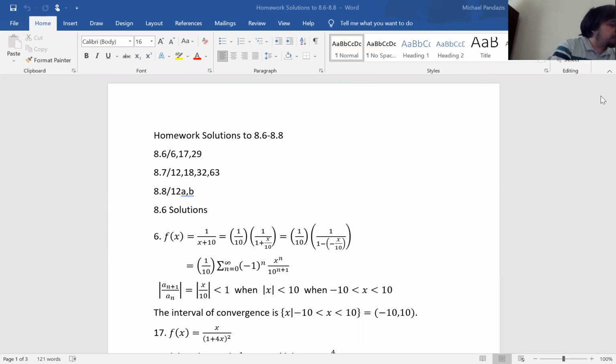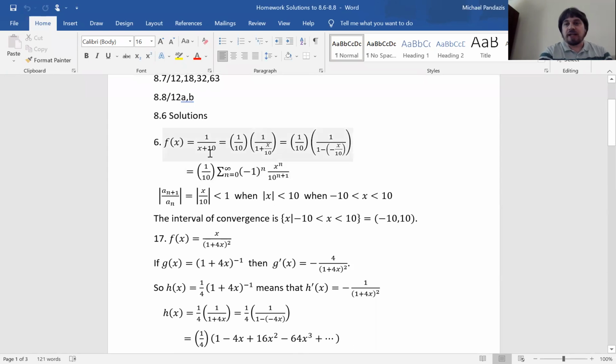For that problem, it says find the power series representation for the function and determine the interval of convergence. The function given to you is f of x equals 1 over x plus 10. So I wrote it in the following form. First I factored out a 1/10. And so you have 1/10 times 1 over 1 plus x over 10, which is equal to 1/10 times 1 over 1 minus negative x over 10.